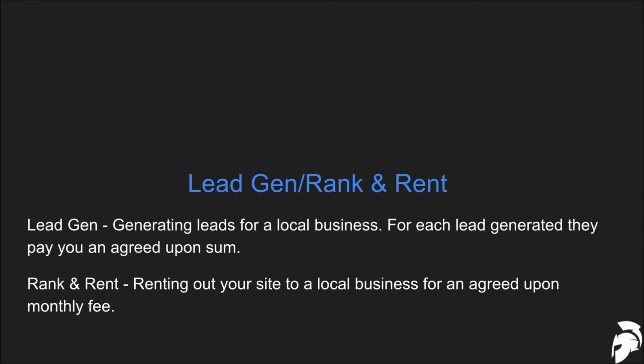Here is the second method. This is lead gen and/or rank and rent. So for lead gen, you'd rank a site. Well, first off, let's get into the definition here. It's generating leads for a local business. For each lead generated, they're going to pay you an agreed upon sum, whatever that may be.